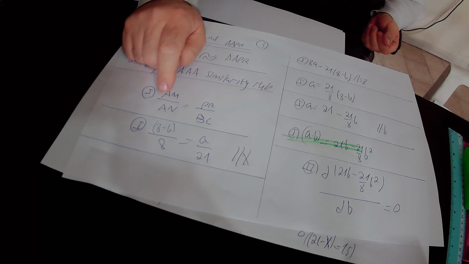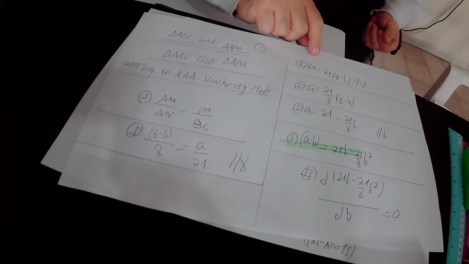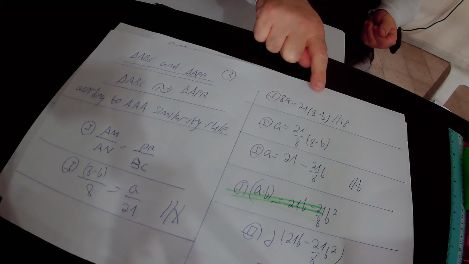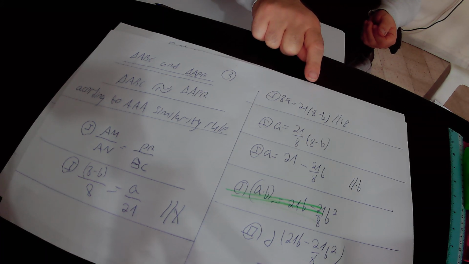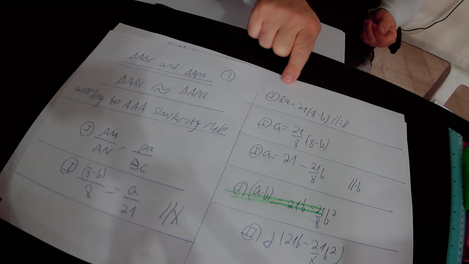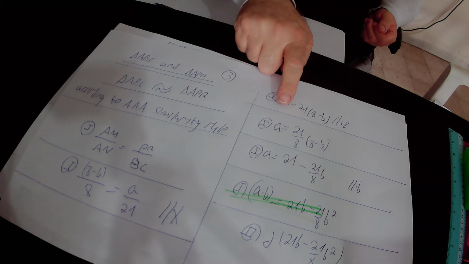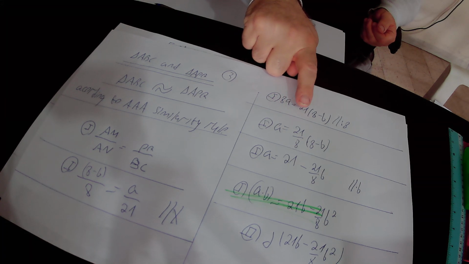Here we cross multiply this equation, and finally found that 8A equals 21 times 8 minus B. Here we divided equation 1 by 8, and finally found that A equals 21 over 8 times 8 minus B.